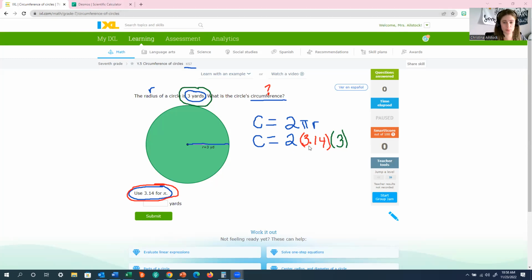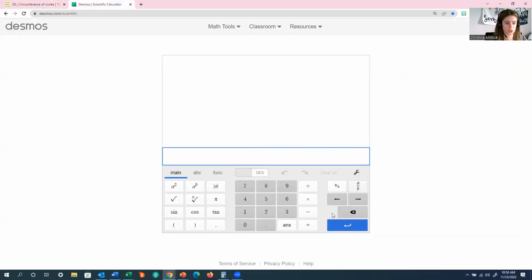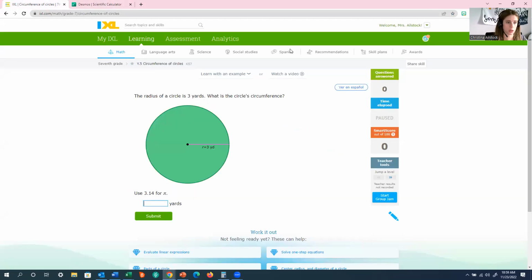So we have 2 times 3.14 times 3. And we can just put all of that in at the same time. 2 times 3.14 times our radius of 3, and that gives us the answer 18.84, otherwise known as 18 and 84 hundredths. And that is our circumference. That is the measurement around the outside of the circle. That's not too bad, right?